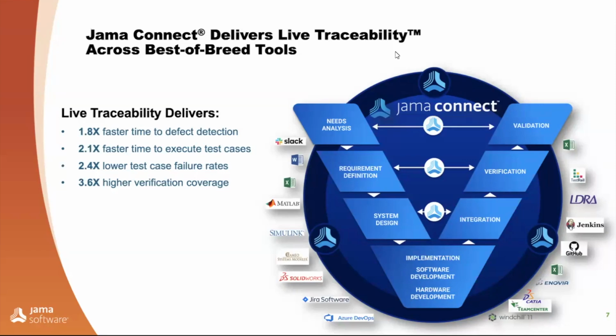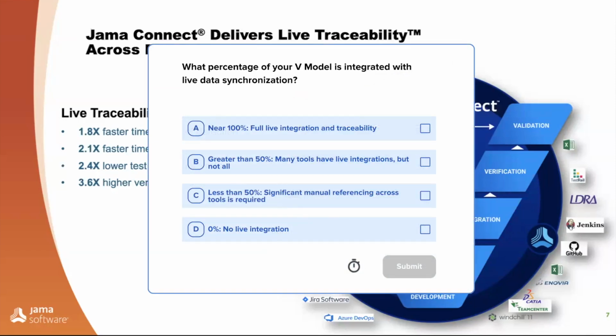I'd be curious to pause right here. We have a poll. I'd be interested in asking, if you take a step back and think about your R&D teams, all the different tools and teams that you have, what percentage would you say today in your organization is actually fully covered by live traceability? 100%, 50%, 0%. I'd be interested in the scale on that. So we should see a poll pop up here, and I'll give you a couple of seconds to answer that.